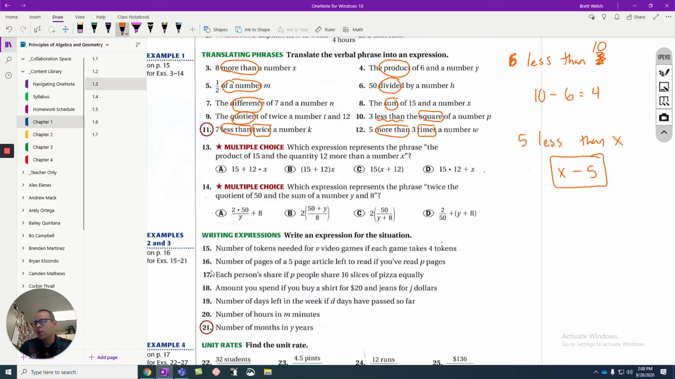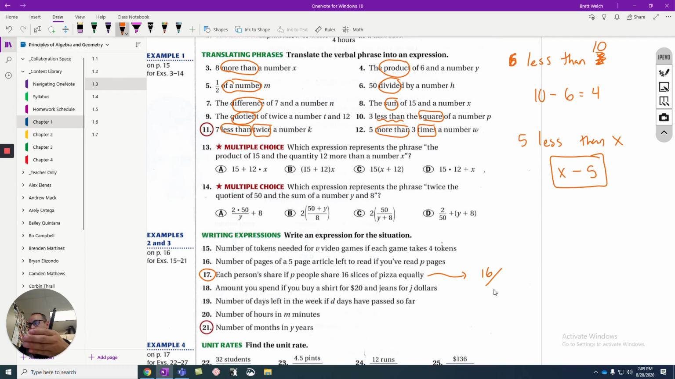Let's take a look at questions like 17. Each person's share, if P people share 16 slices of pizza equally. So we got 16 pieces of pizza, right? And if I want to share it equally, we have to ask what kind of math is used to share equally. When we talk about taking a candy bar and we want to split it into 4 equal-sized pieces, the math involved in that is division. We would divide it up equally. And so we want to take our 16 slices and divide them so that everybody gets the same amount.